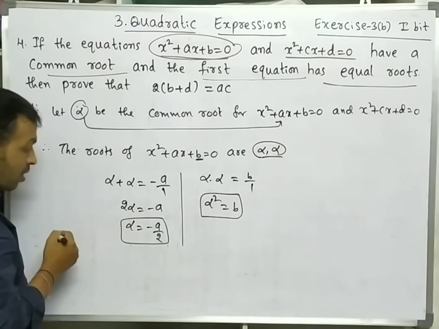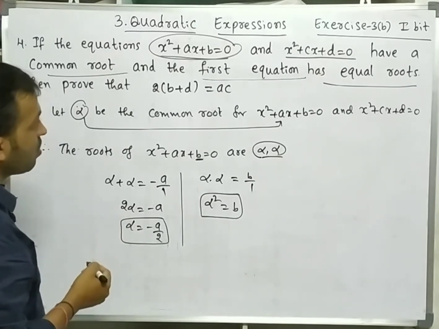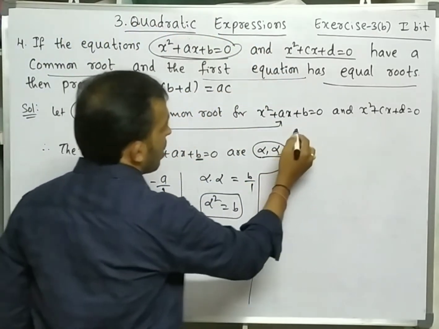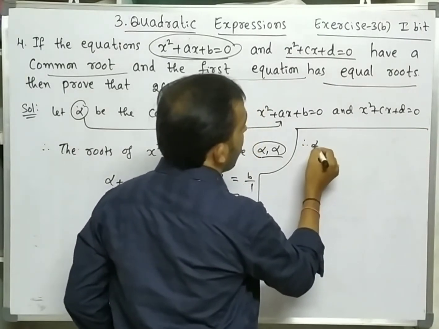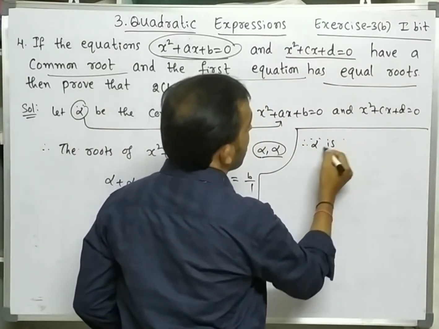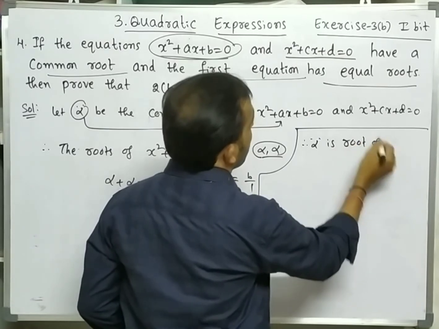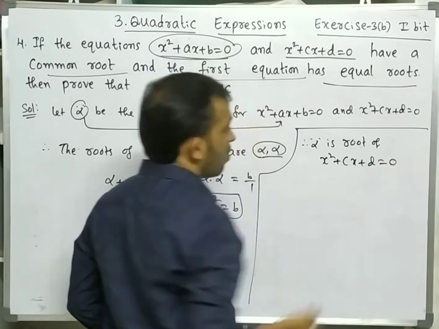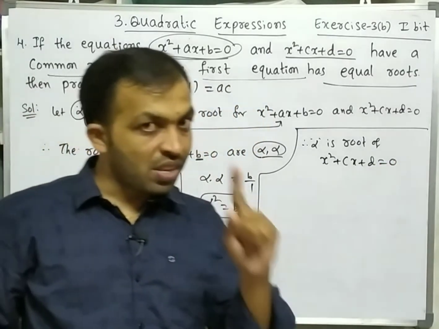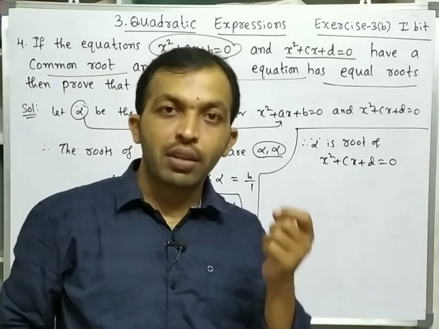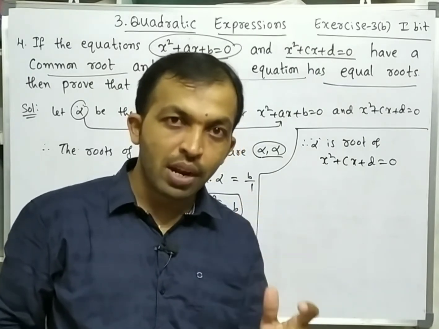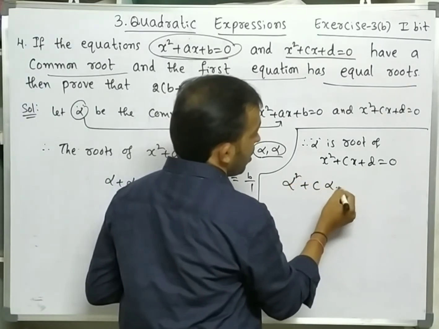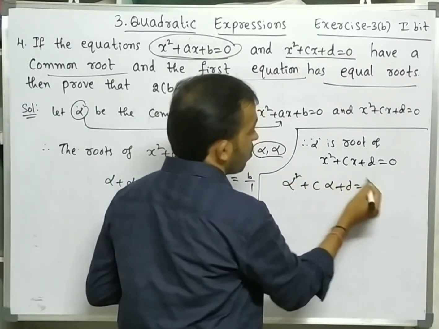Now as they have a common root, alpha is a root of the second quadratic equation also. So alpha is a common root, it is a root for the first equation and also the second equation. As it is a root of the second equation, it should satisfy that equation. So that means alpha square plus c into alpha plus d is equal to 0.